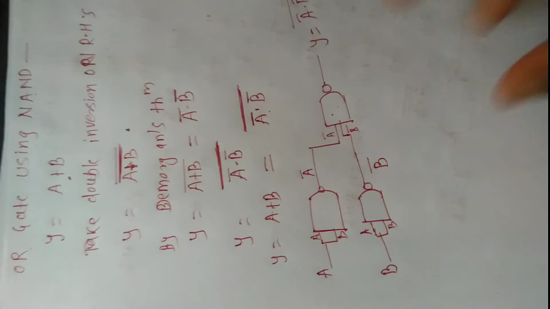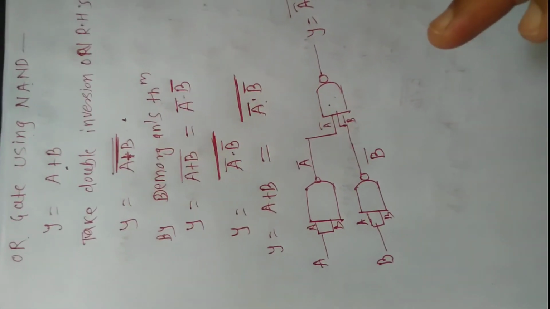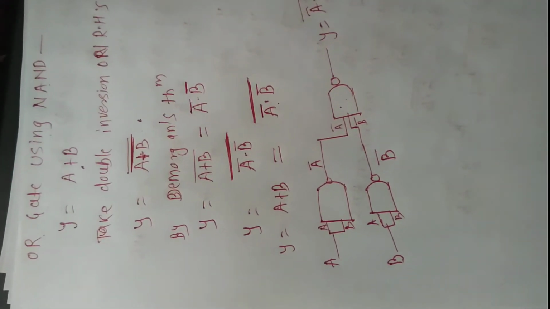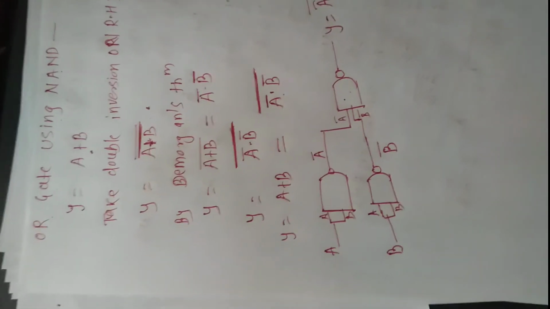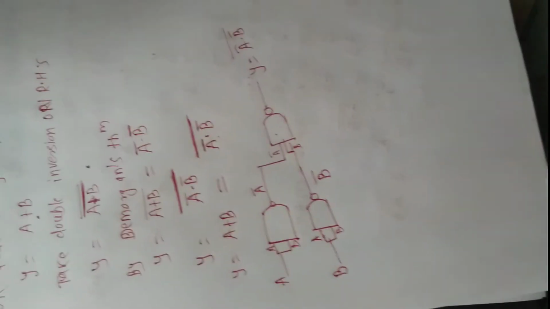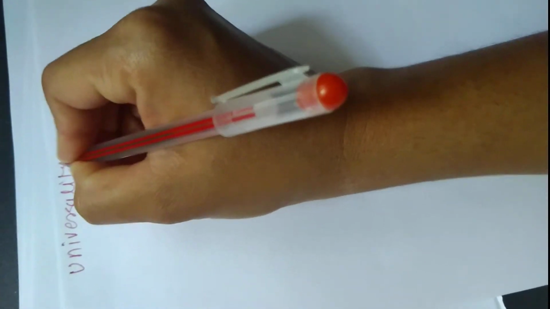We study in this point the universality of NAND gate: NOT as a NAND, AND as a NAND, or OR as a NAND. This is the universality of NAND gate. Next point is the universality of NOR gate. In this universality we convert any other Boolean expression into the form of NOR gate only.